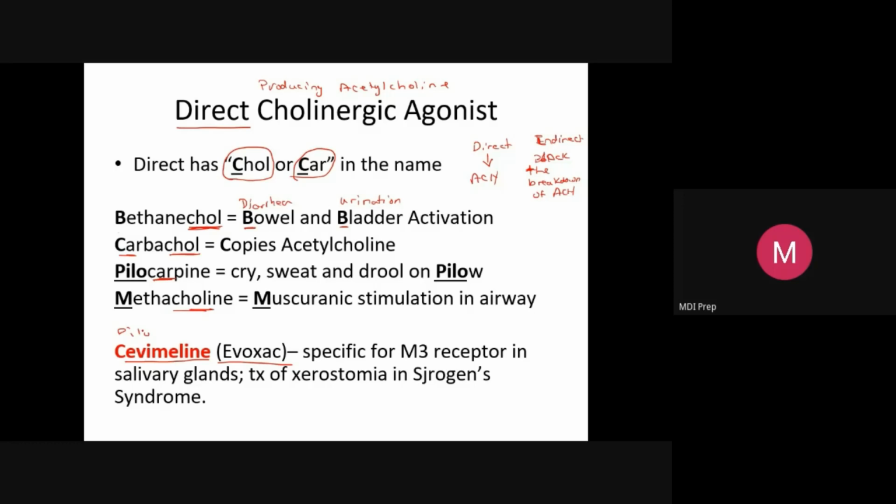Okay, so whenever you see this one right here, they normally associate that with pilocarpine. Sometimes you'll see this used and they'll be talking about pilocarpine, but just remember, you may not see the chol or the car, but just know that this is used for Sjogren's. Now, is everybody familiar with Sjogren's? Everybody knows what Sjogren's is?